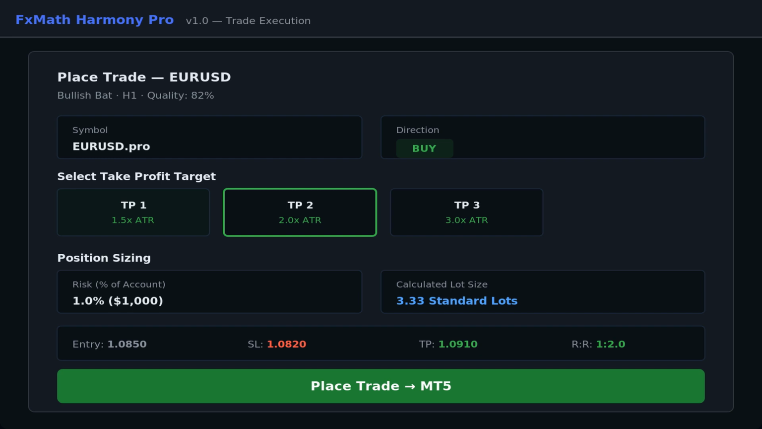When you are ready to trade, choose your take profit level, TP1, TP2, or TP3, each based on ATR multipliers of 1.5x, 2.0x, or 3.0x. Set your risk as a percentage of account balance or use fixed lots for precise position sizing. The app calculates the lot size based on your SL distance. Click Place Trade, and the order is sent directly to MT5. The app handles broker symbol suffixes and order type fallback automatically.